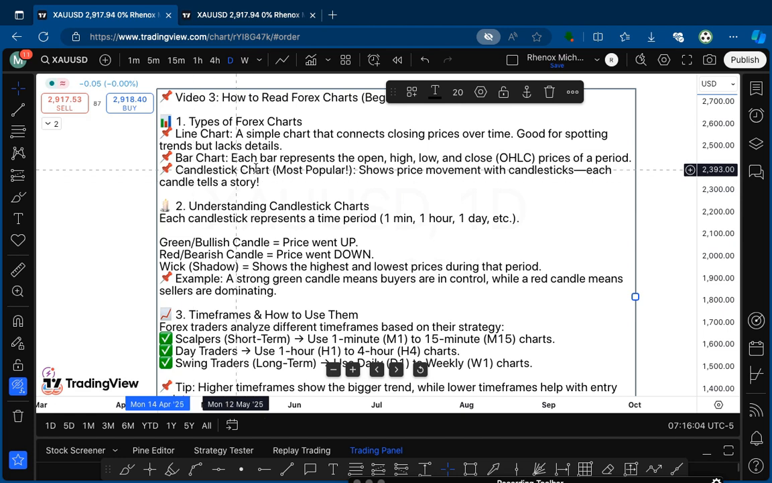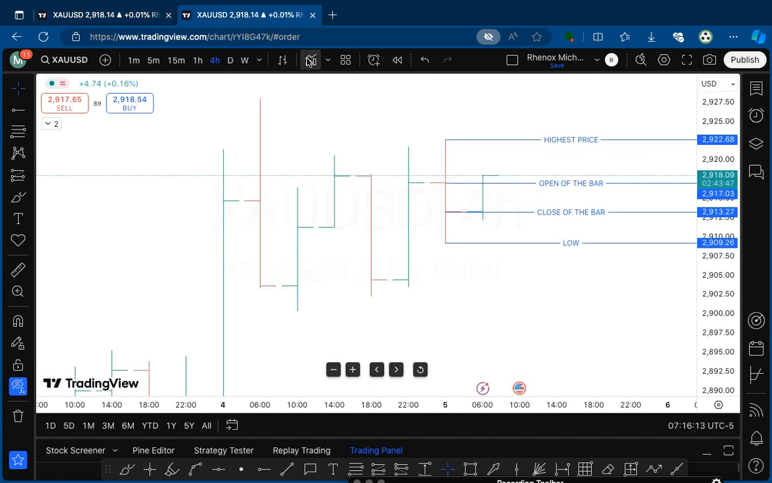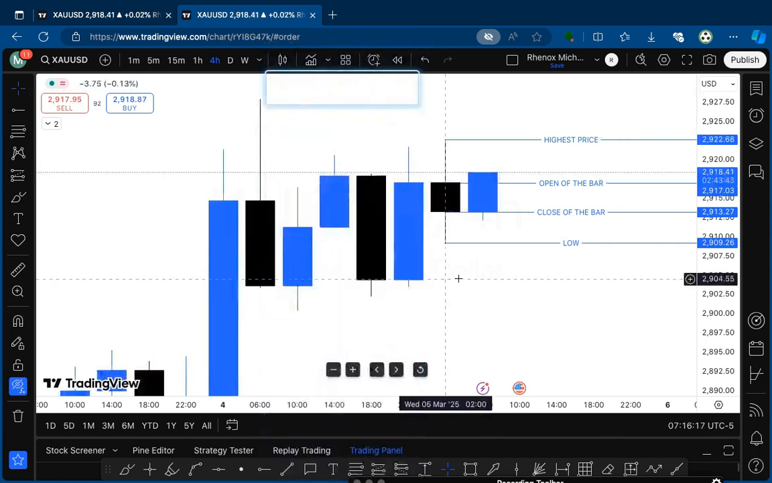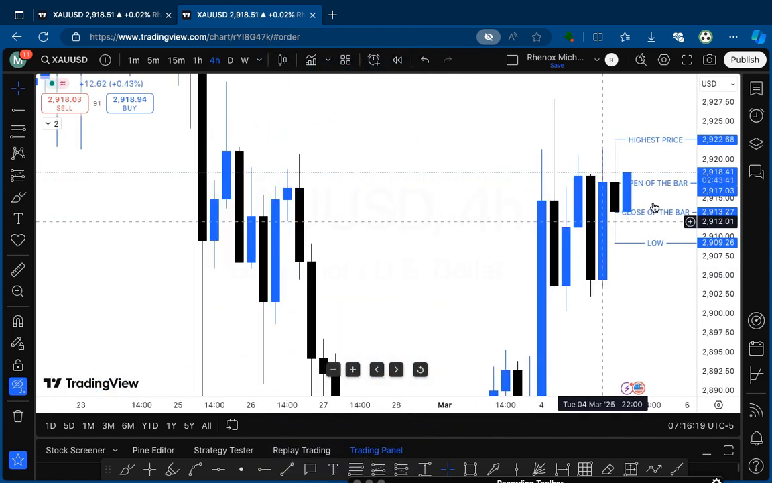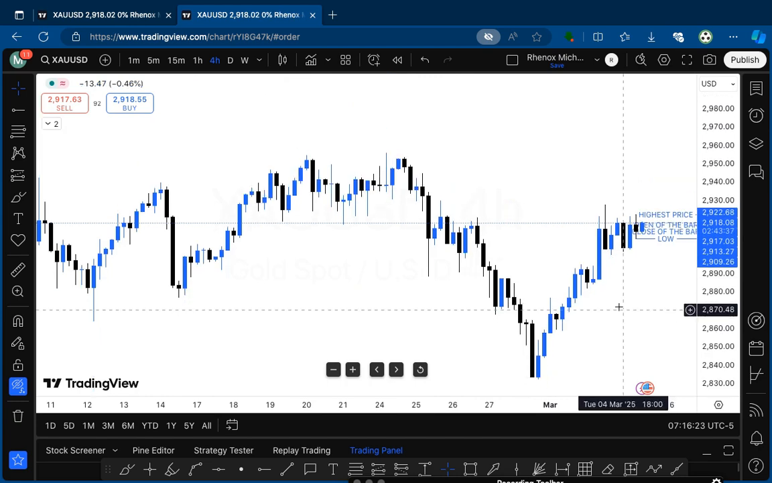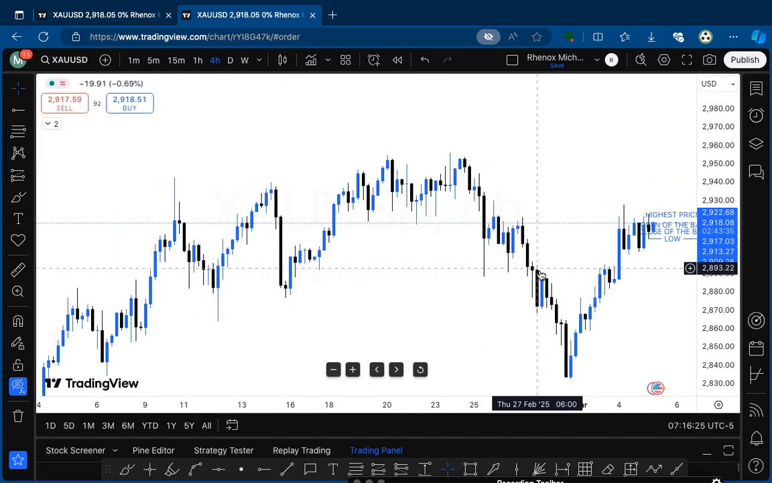Understand? Now the candlesticks, which is the most popular, shows price movement with candlesticks. Each candle tells a story. I think we have all seen the candle chart before, but this is basically what the candlestick charts look like. Understand? There are candles forming as price keeps moving up and down.